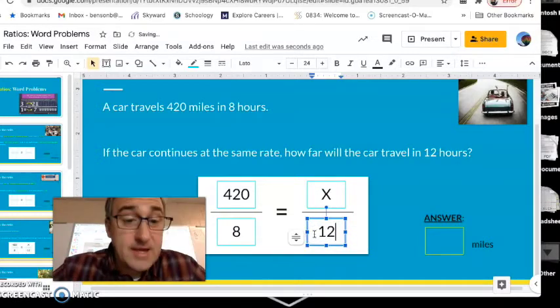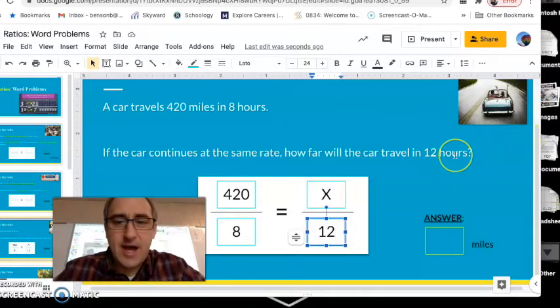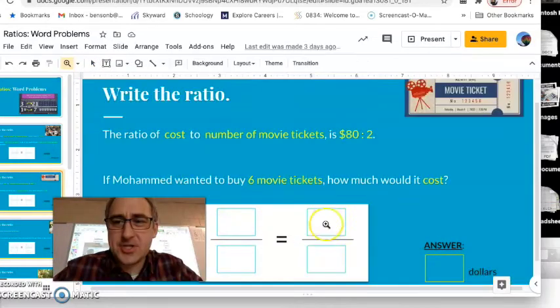As things get more complicated, you may have to convert hours to minutes or something like that. But for this, we don't have to. How do we solve these? Y'all did great the last few days on this. So remember, you're going to cross multiply and then divide by the number attached to the X.